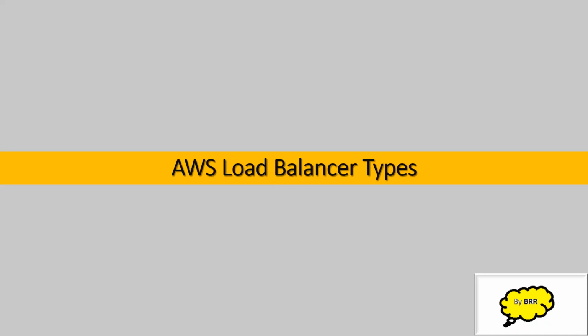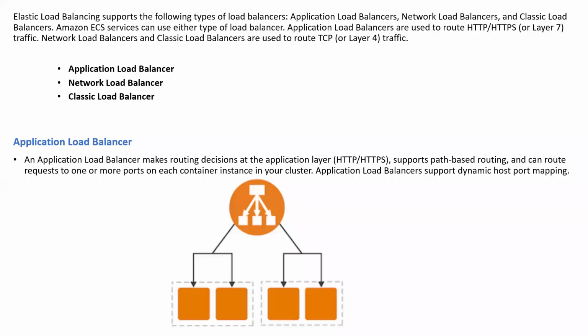If you look at Amazon Web Services, we have three load balancers: application load balancer, network load balancer, and classic load balancer. So in AWS, we have ELB, elastic load balancing. That is what elastic load balancing ELB supports, the following types of load balancers.